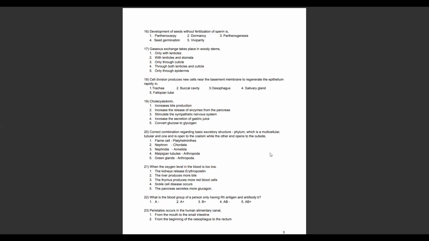If we take our skin, right? The skin is lined by this stratified squamous epithelium. You know, every day dry cells are removed from our skin, so a new cell layer has to be added every day, right? So new cells regenerate rapidly in this stratified squamous epithelium, and cell division produces new cells near the basement membrane.